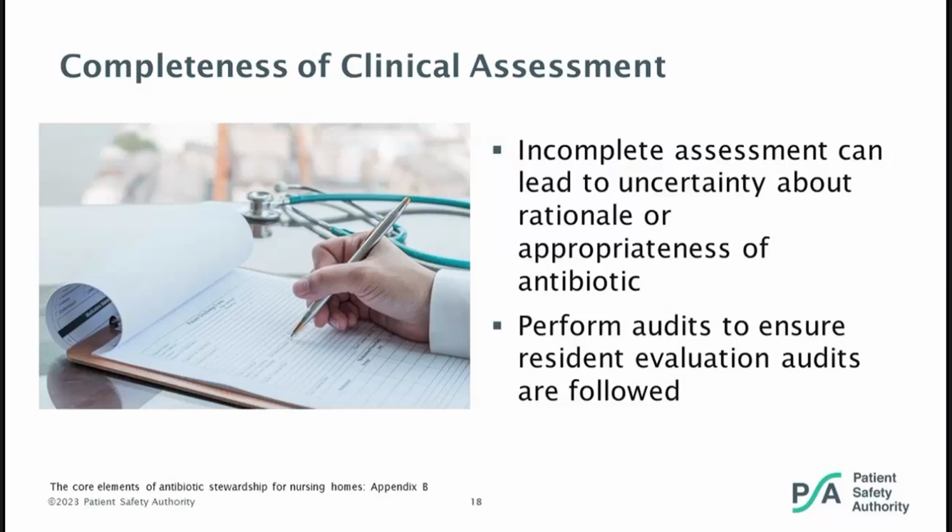When checking a clinical assessment, it's important to evaluate the resident's clinical status, physical exam, and laboratory results at the time when a potential infection was being considered. Without complete information, it may be difficult to determine the rationale for appropriateness of the antibiotic. If your facility has a protocol or algorithm that is to be used when evaluating a resident for infection, a chart audit to ensure this is followed is an effective way to track this process measure.